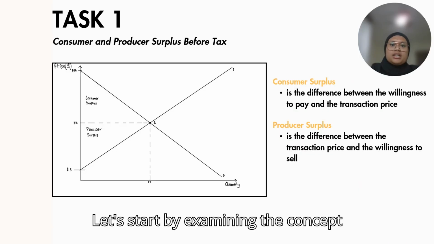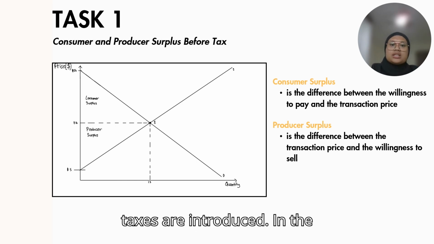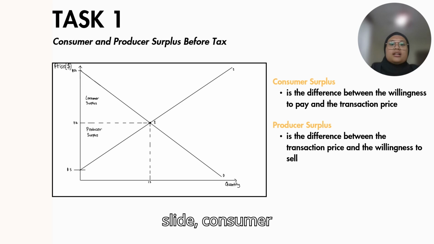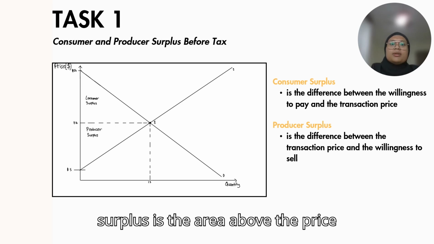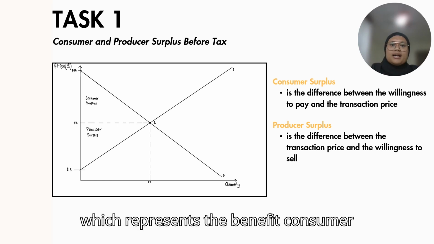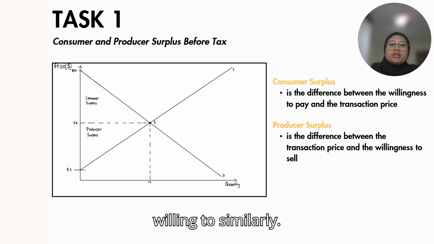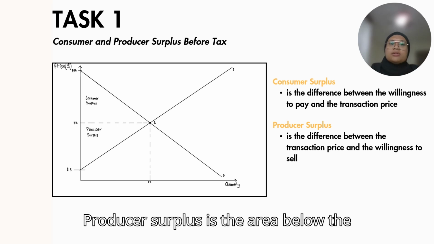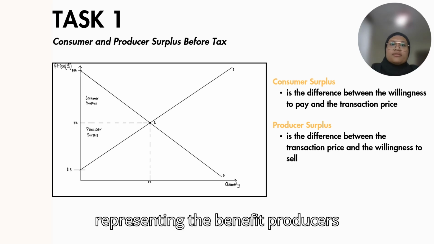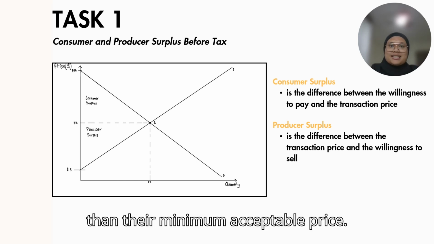Let's start by examining the concept of consumer and producer surplus before taxes are introduced. In the diagram that I have provided below in the slide, consumer surplus is the area above the price level and below the demand curve, which represents the benefit consumers receive by paying less than they are willing to. Similarly, producer surplus is the area below the price but above the supply curve, representing the benefit producers receive by selling at a higher price than their minimum acceptable price.